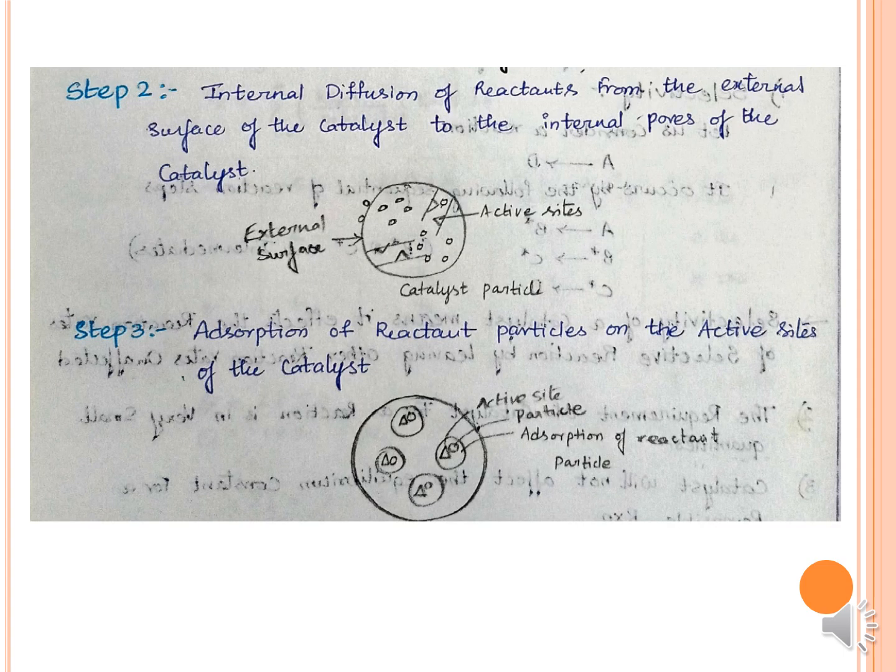During step 2, the reactants on the catalyst surface are internally diffused. The second step is internal diffusion of the reactants from the external surface of the catalyst to the internal pores of the catalyst. That is our third step.